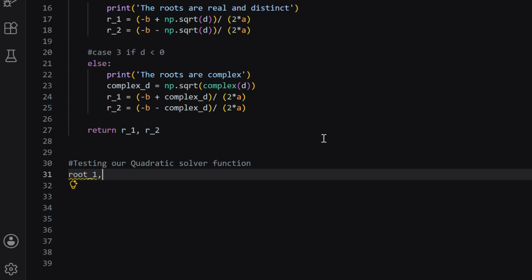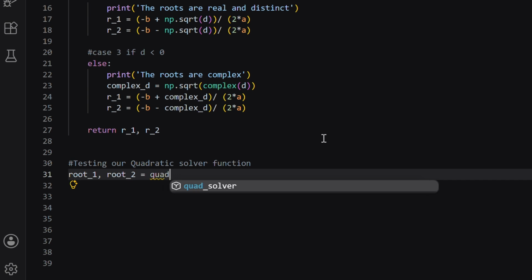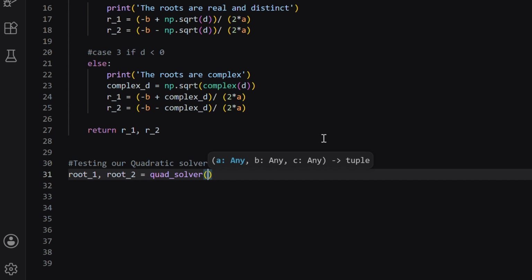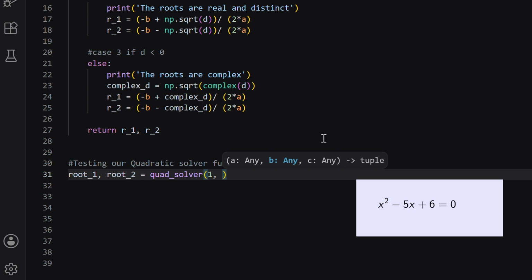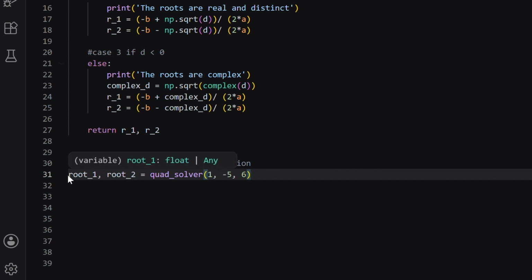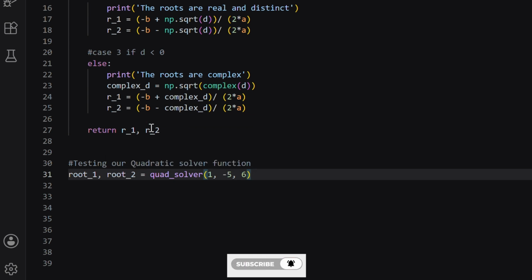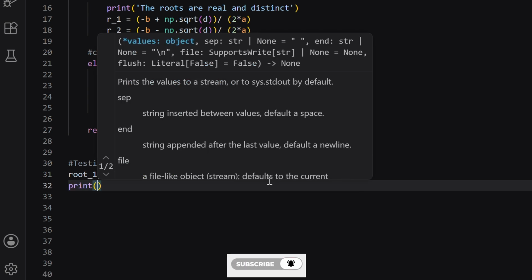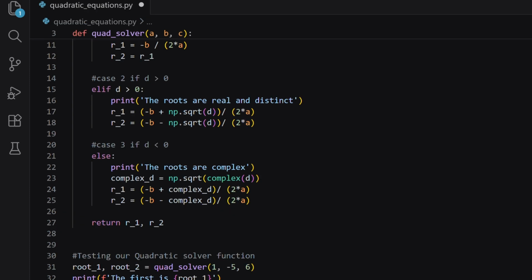So we have root1 and root2 is equal to quad solver, that's the name of the function. Now let's input a, b, and c. So now let's assume that a is 1, b is -5, and c is 6. Now here we have root1 and root2 because the function returns two numbers, that's r1 and r2. So root1 is for r1 and root2 is for r2. Let's print the output. Now let's run the code and see what we're going to have.